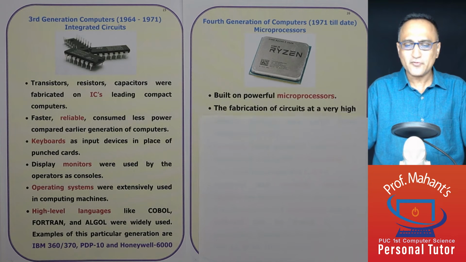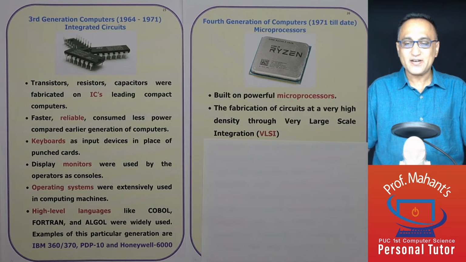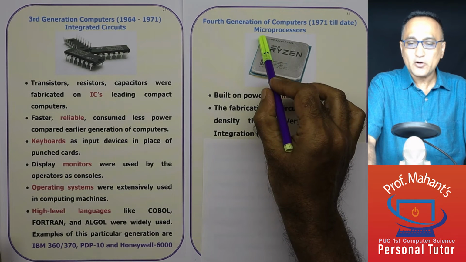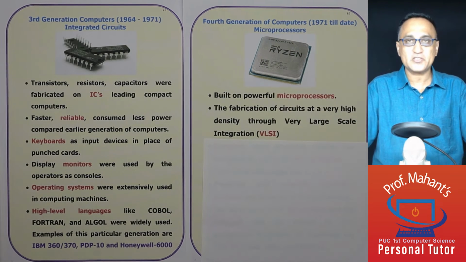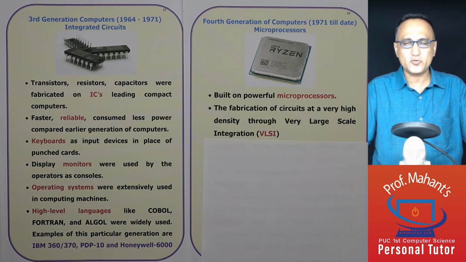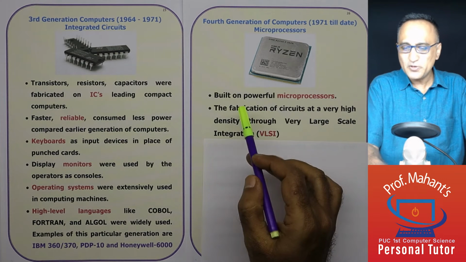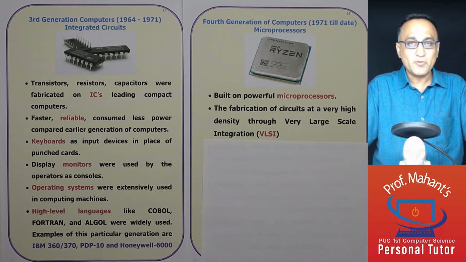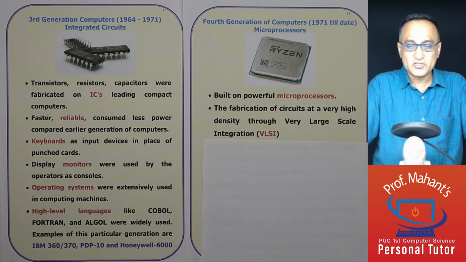The fourth generation of computers is characterized by the advent, or the origination, of microprocessors. A microprocessor is your central processing unit. So the fourth generation constitutes from 1971 till almost 2000 and so on. It's built on extremely powerful microprocessors like your Intel microprocessor.